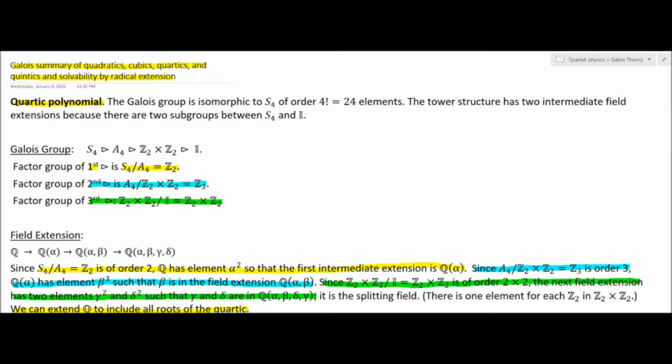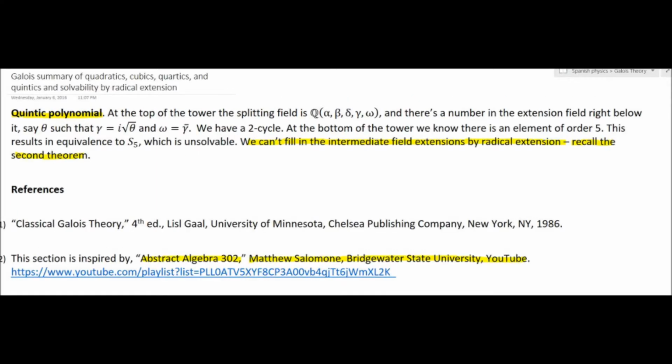And it's the splitting field, and I think the parentheses just explain that there's one element for every case of Z2. And so we can extend the rational numbers to include all the roots of the quartic. And for the quintic, at the top of the tower, the splitting field is some numbers alpha, beta, delta, gamma, and omega, extending the rational numbers, so that it contains all the solutions to a quintic polynomial, the general quintic polynomial.